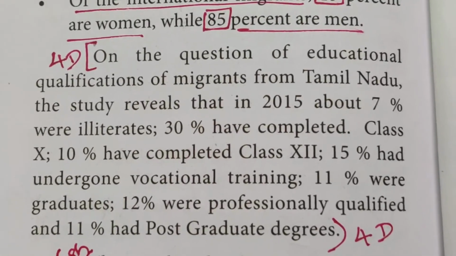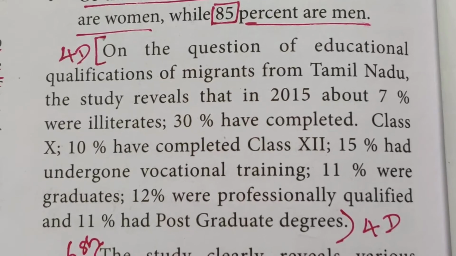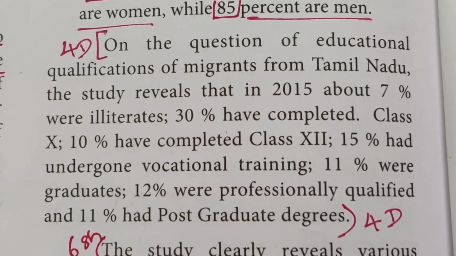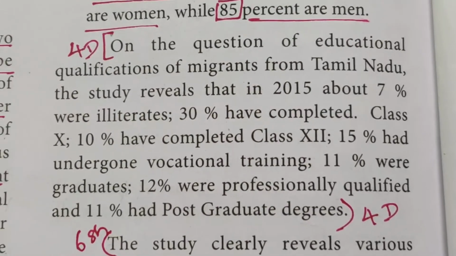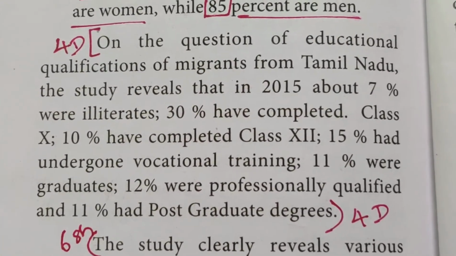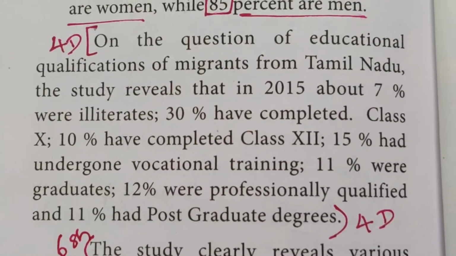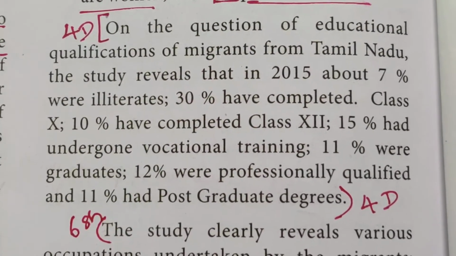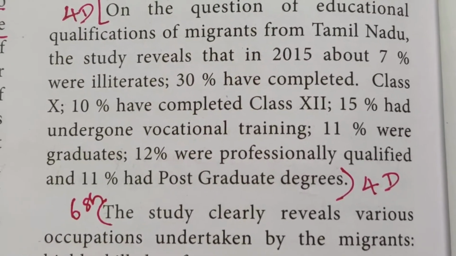On the question of educational qualifications of migrants from Tamil Nadu, the study reveals that in 2015, about 7% were illiterate. 30% have completed class 10. 10% have completed class 12.